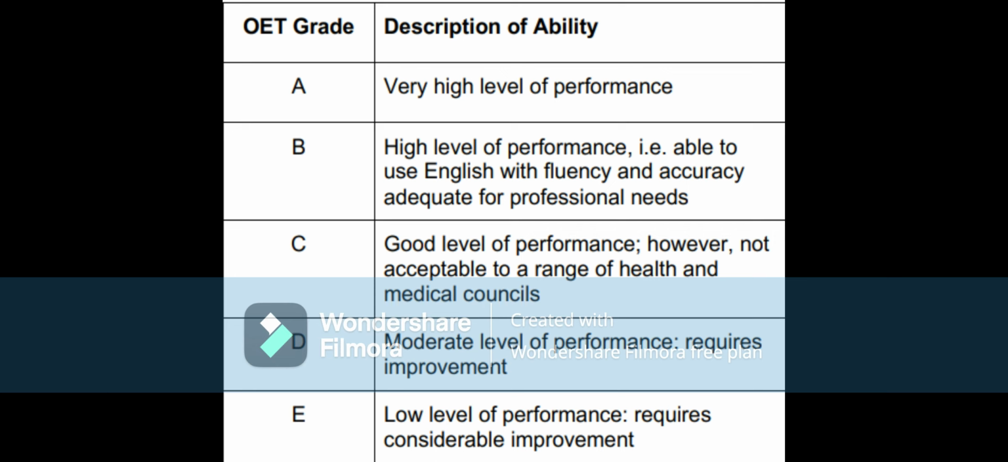If you are performing at a very high level, you will get A. If you are able to use English with fluency and accuracy adequate for professional needs, you will achieve B. C is a good level of performance, however not acceptable to a range of health and medical councils. D is a moderate level of performance that requires improvement. E is a lower level of performance that requires considerable improvement.